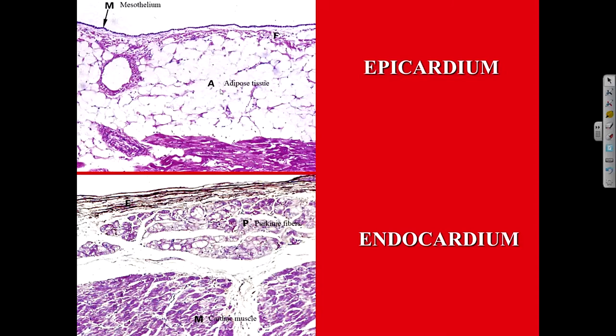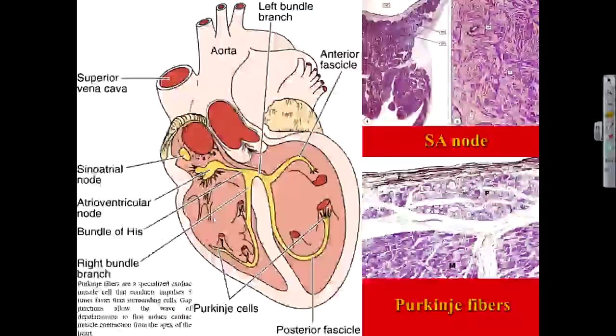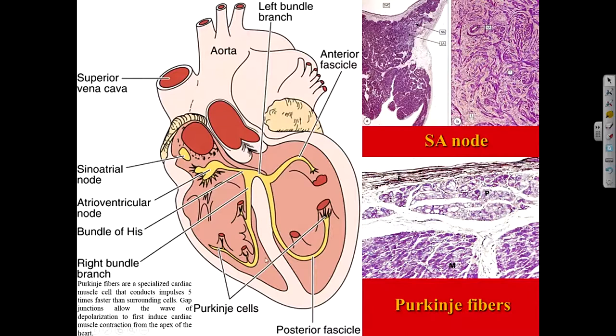And that's the epicardium containing adipose tissue. So that's the outer surface. This is the inner surface containing Purkinje fibers. So Purkinje fibers lining the inner aspect of the chambers of the heart are responsible for causing the contraction of the myocardium. So what happens is we have the sinoatrial node.